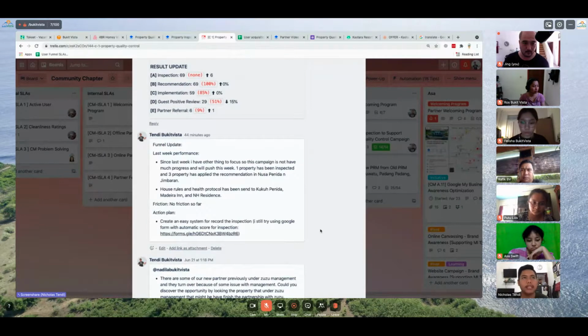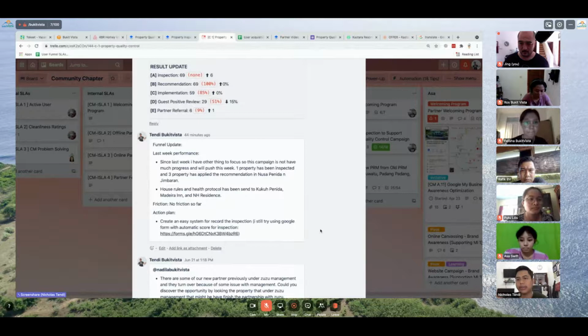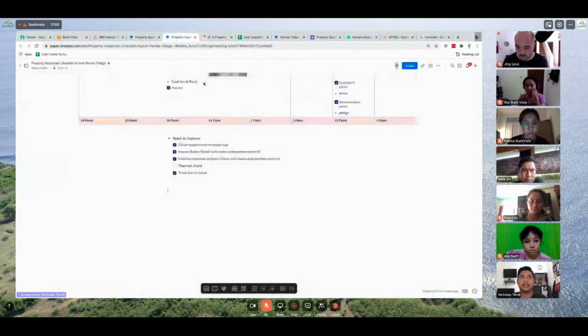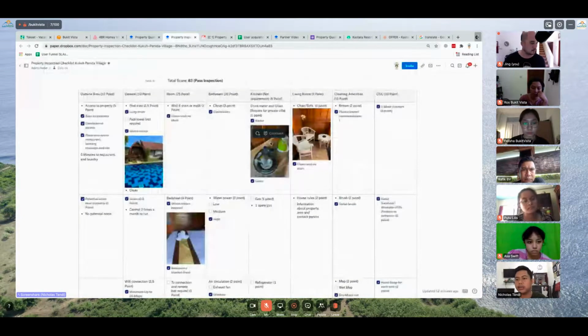The next action plan is, I would like to create an easy system to record the inspection. Currently, I am still trying to use a Google form with automatic score for the inspection. When we are doing the inspection, we can just use the phone with the Google form. We can take a picture and put the quality of the item, for example medium, good or bad. Then the score will be automatically recorded after we do the inspection. It makes it easy, rather than going back to paper and writing everywhere, so we can just use this system from the Google form.